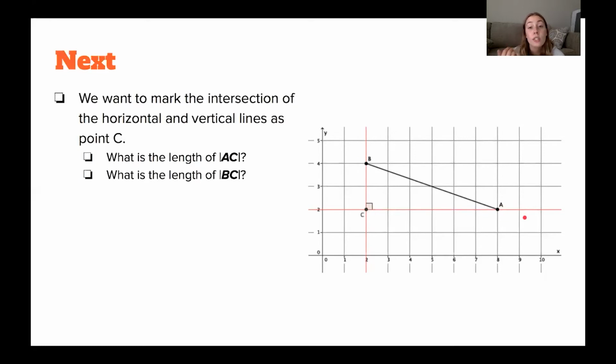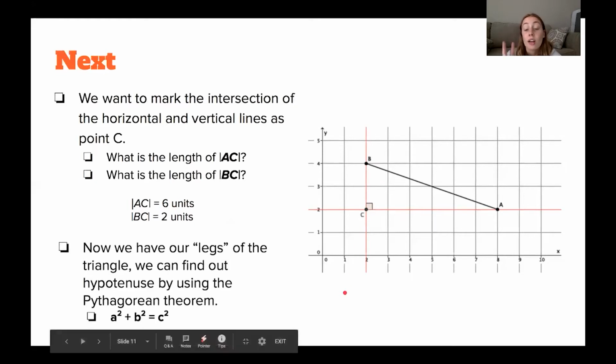And we know that we use the Pythagorean theorem when we have a right triangle, and this looks like something we can use the theorem for. So first, let's find what is the length of A to C. What is the length of this segment right here? Well, let's count. 1, 2, 3, 4, 5, and 6. Okay. And then what is the length of B to C, this side? 1, 2. So our side AC is 6 units and our side BC is 2 units.